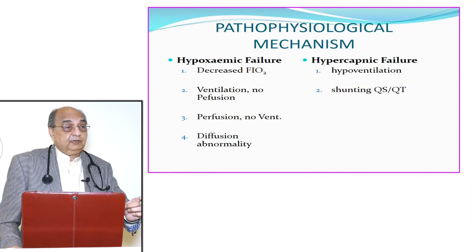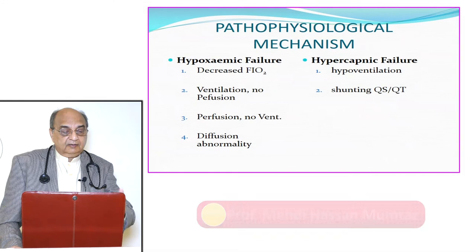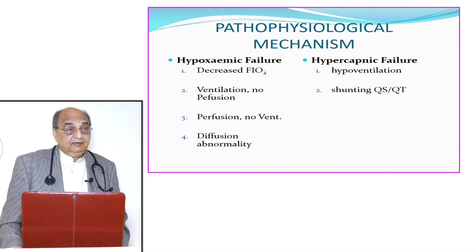decreased FiO2, fractional inspired oxygen concentration, or it could be that there are some lung areas where there is ventilation but no perfusion. Gases are going in but blood is not going there. Then third, there is perfusion, blood is going, but no gas is going into the lung. Then the fourth is diffusion abnormality.